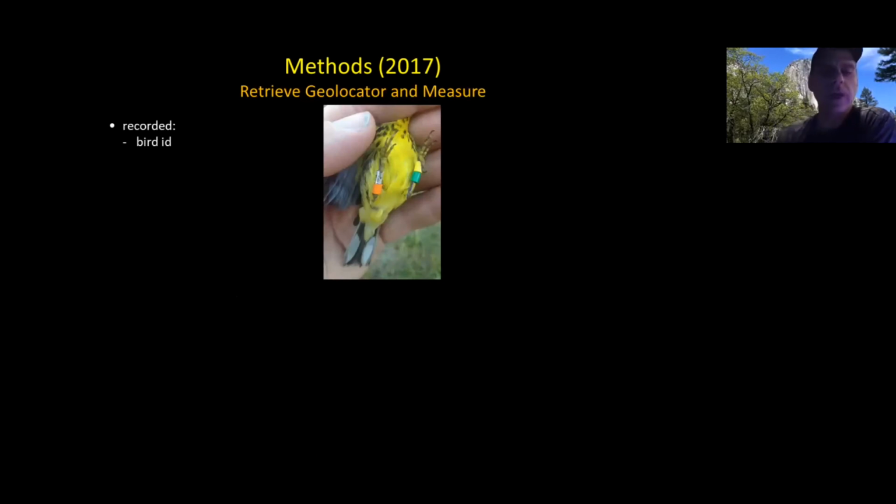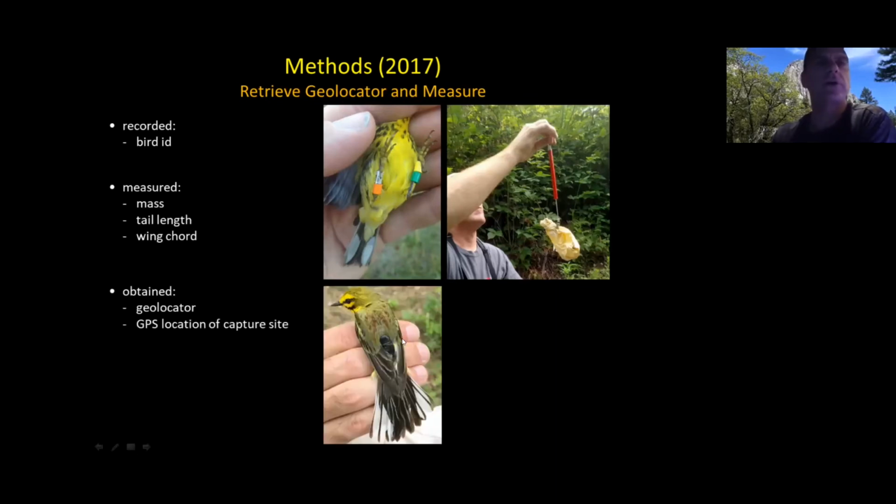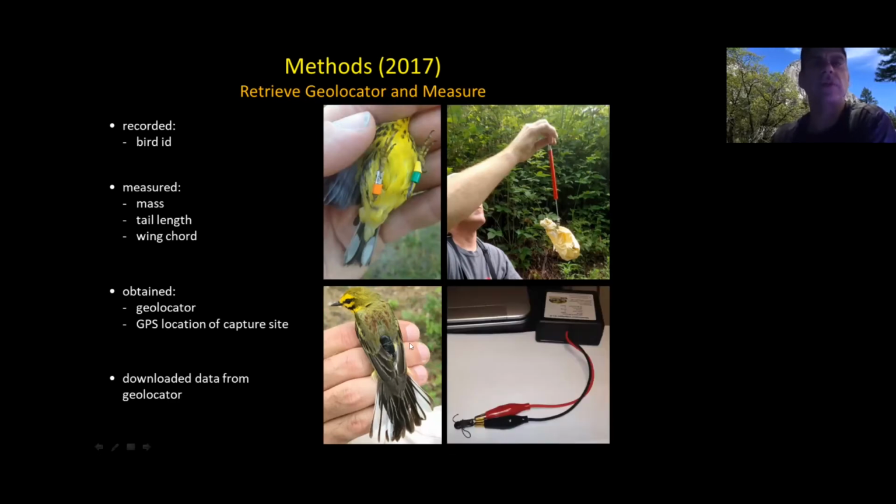And then when we recaptured the bird, obviously we recorded its ID, we remeasured mass, tail length, and wing chord. If they were carrying the precious cargo, we made sure we got that back. And then when we came out of the field, we hooked up the geolocator to the computer and downloaded the data.